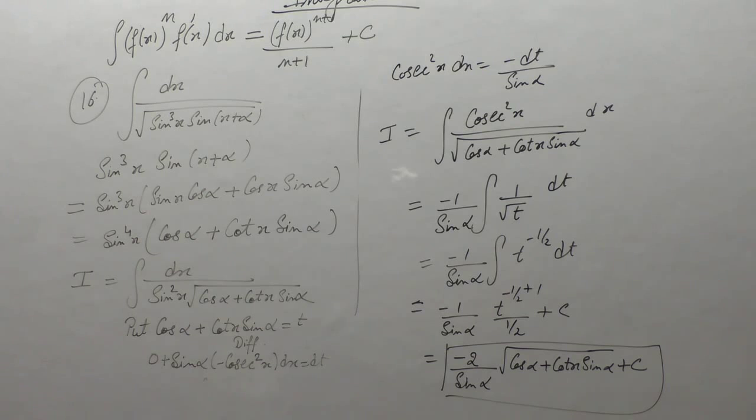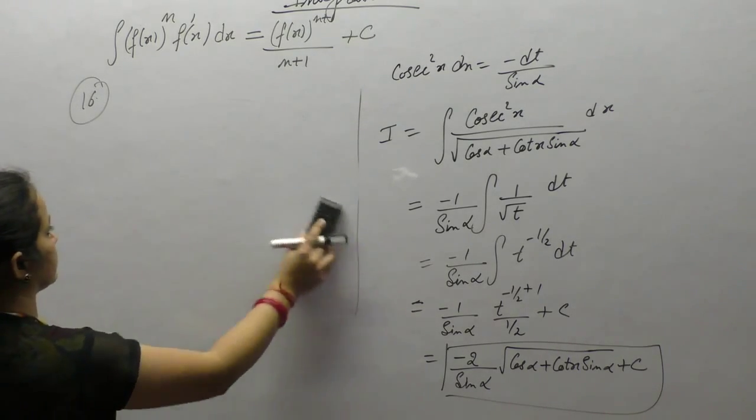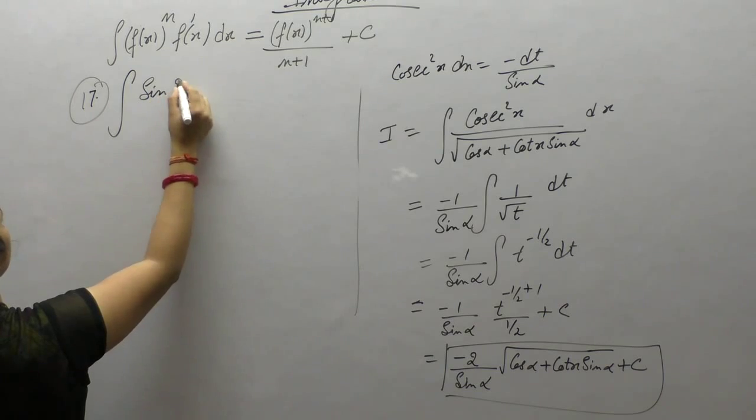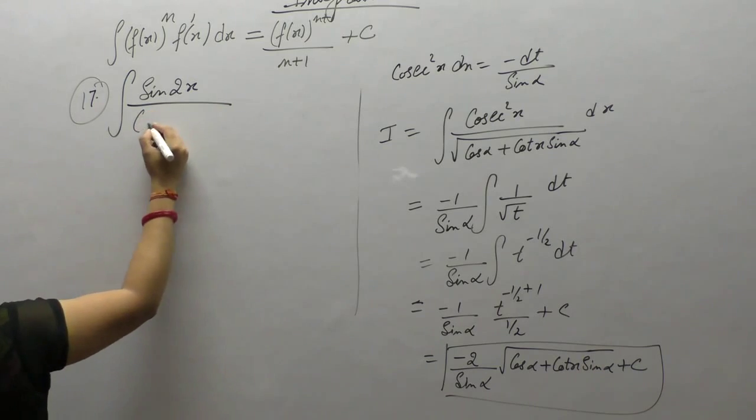Note it down. Now next question is integral of sin 2x upon a plus b cos x whole square.